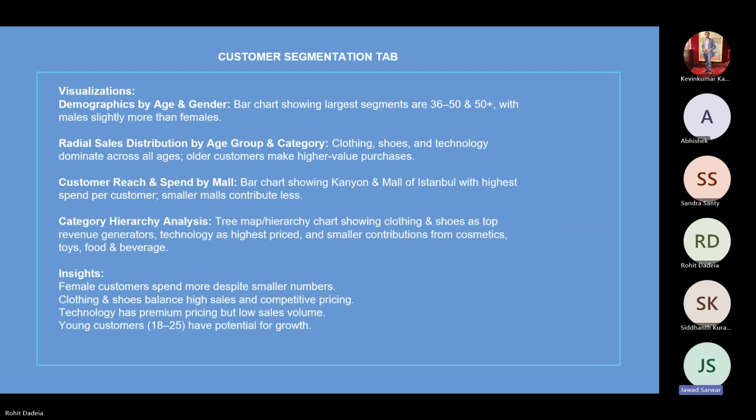In this slide, I will summarize the customer segmentation analysis. Our demographic data shows that the largest customer segments are aged between 36 and 50 and over 50, with slightly more males, but interestingly, females spend more despite being fewer. The radial sales chart highlights shoes and technology as top performing categories across all these groups, and older customers tend to make higher value purchases.